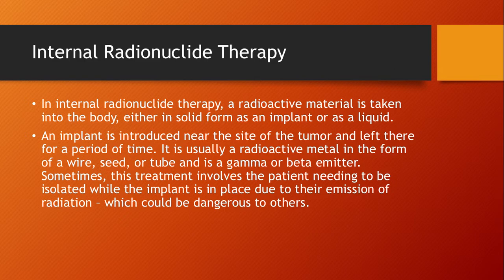Once it is introduced near the site of the tumor and left there for a period of time, then the gamma or the beta particles will be released and hopefully target those cells. Sometimes, however, this treatment involves the patient needing to be isolated while the implant is in place due to their emission of radiation. This could be potentially dangerous to others, so therefore they're going to be isolated by themselves.